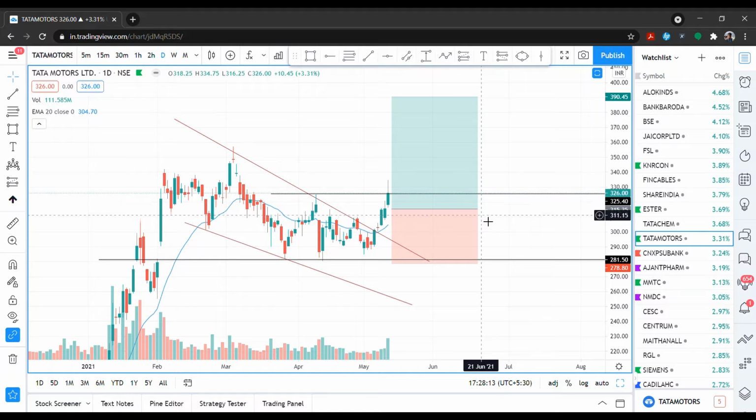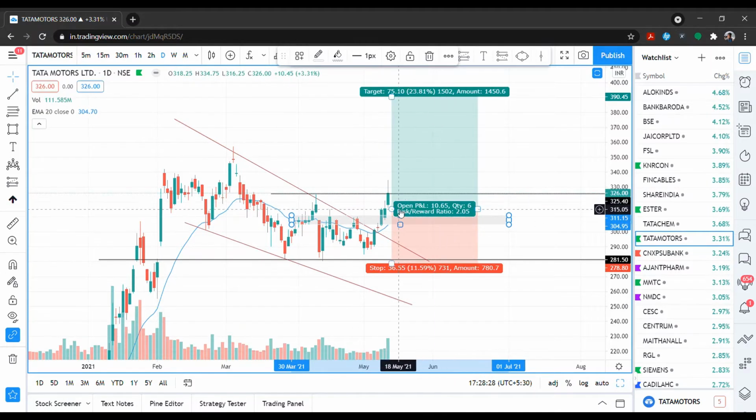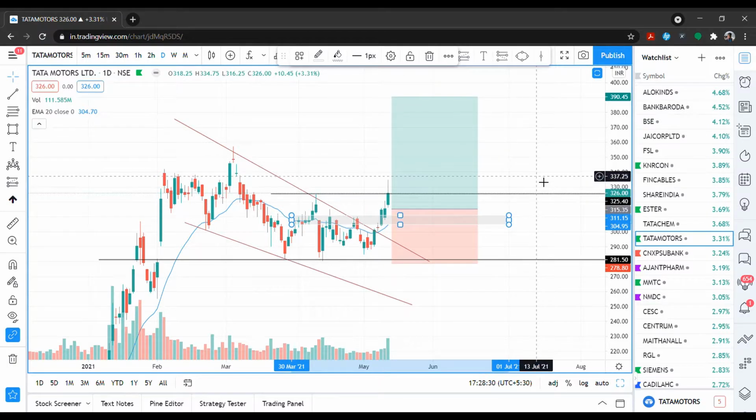If you see these levels, price rejected these levels, and price was not able to go above these levels, but suddenly we got a nice little breakout, and that was a strong candle, and that can be the entry for an aggressive trader.